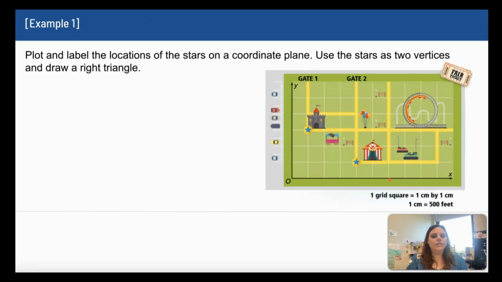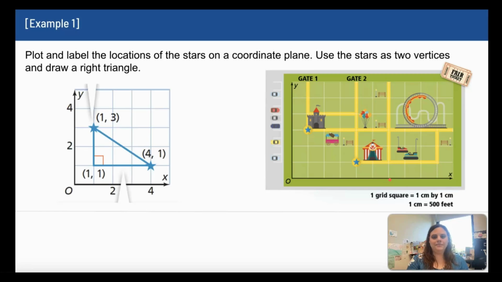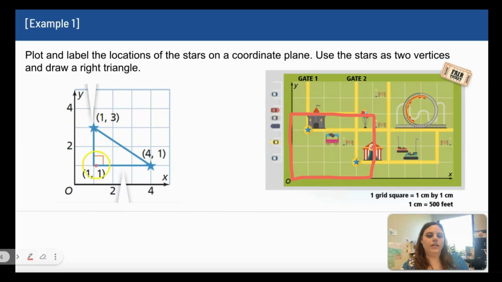Well, we have plotted and labeled the locations of these stars on our coordinate plane. We'll use these two as vertices and draw a right triangle. So, if we have a coordinate plane, like so, this represents the space that is right here in our graph. And you can see how we have made this triangle, and it is a right triangle because straight down and straight over makes a 90-degree angle.